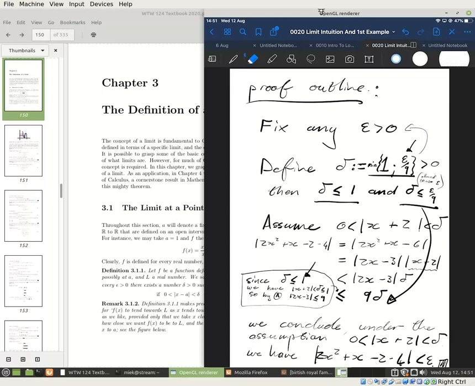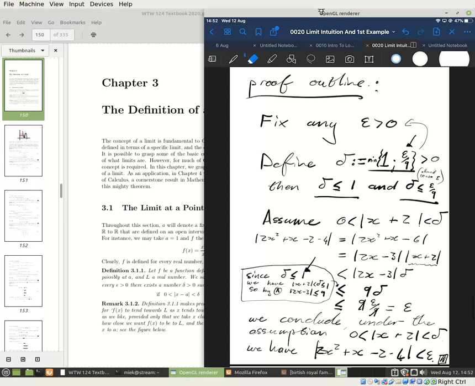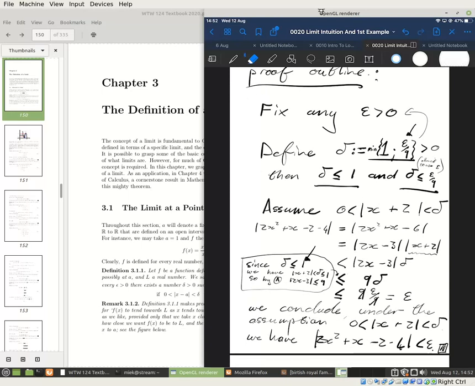So this will give us here that this is less than or equal to 9 times epsilon over 9. The 9's cancel. That is equal to epsilon. Okay. And now we're done. So let's read this. We fix any epsilon. We define our delta as the minimum of 1 and epsilon over 9.